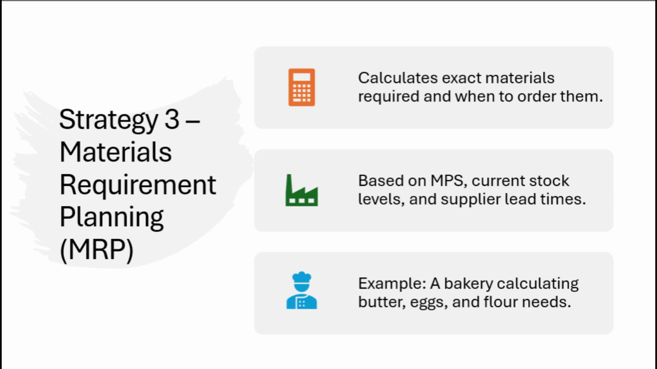This one works closely with the MPS. Once the business knows what it wants to produce and when, it uses MRP to figure out exactly what materials are needed, how much, and when they should be ordered. Let's say a bakery has an MPS to produce 1,000 cupcakes this week. The MRP would break that down into detailed material needs: flour, eggs, sugar, butter, cupcake liners, and make sure each item is ordered with enough lead time to arrive just before it's needed. That way, the business avoids both stockouts and excessive storage.